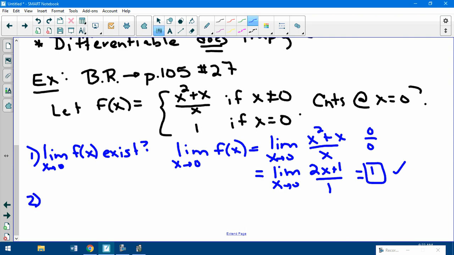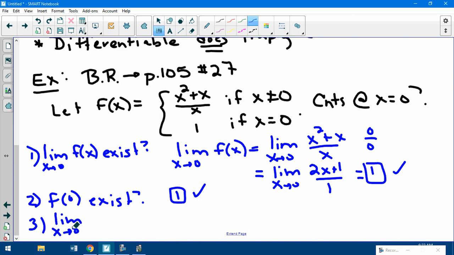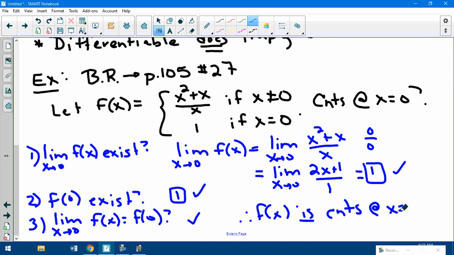Second step, does the function exist? Does f of 0 exist? And the answer is yes. f of 0, if x is 0, is equal to 1. So yup, that exists. And then the third and final thing is, is the limit as x goes to 0 of f of x equal to the function evaluated at f of 0? And since both 1 and 2 were 1, those are equal. So therefore, f of x is continuous at x equals 0.